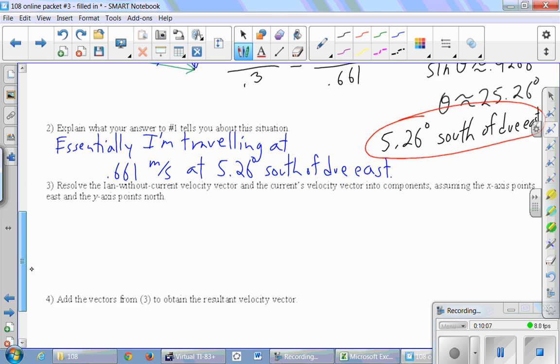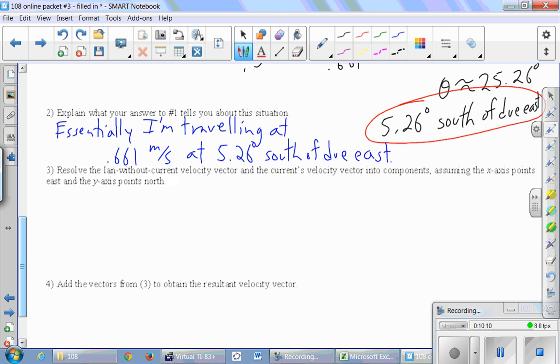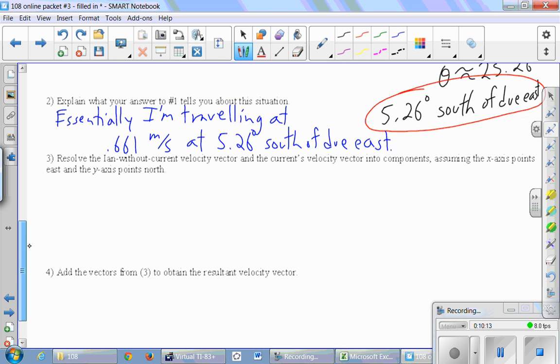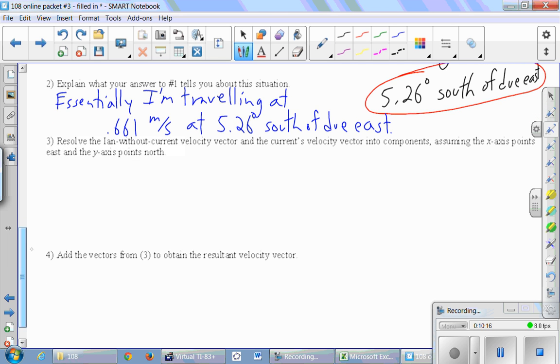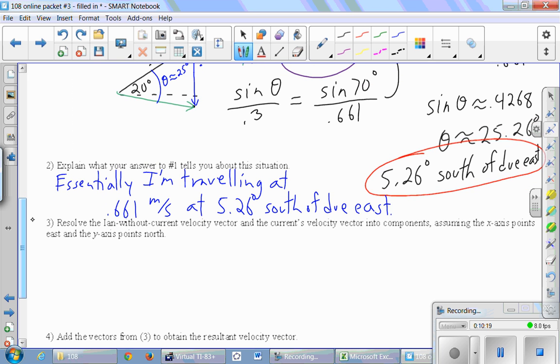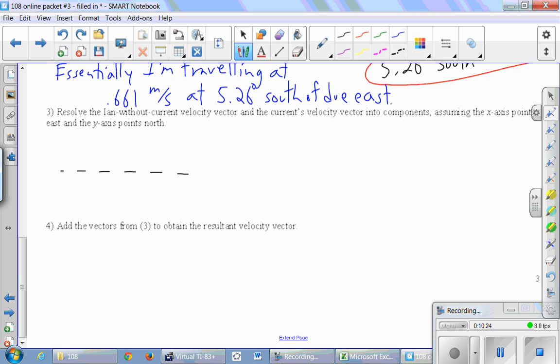Okay, number 3, resolve the velocity vector in without current and the current's velocity vector into components, assuming the x-axis points east and the y-axis points north. Okay, so the vector in without current, we'll just draw again. So there was our due east, and then without the current, I was up here at a 0.7 and an angle of 20 degrees. And so in order to find components for me, without the current, we know that x is just the magnitude of the vector times cosine of the angle, and y is the magnitude of the vector times sine of the angle.